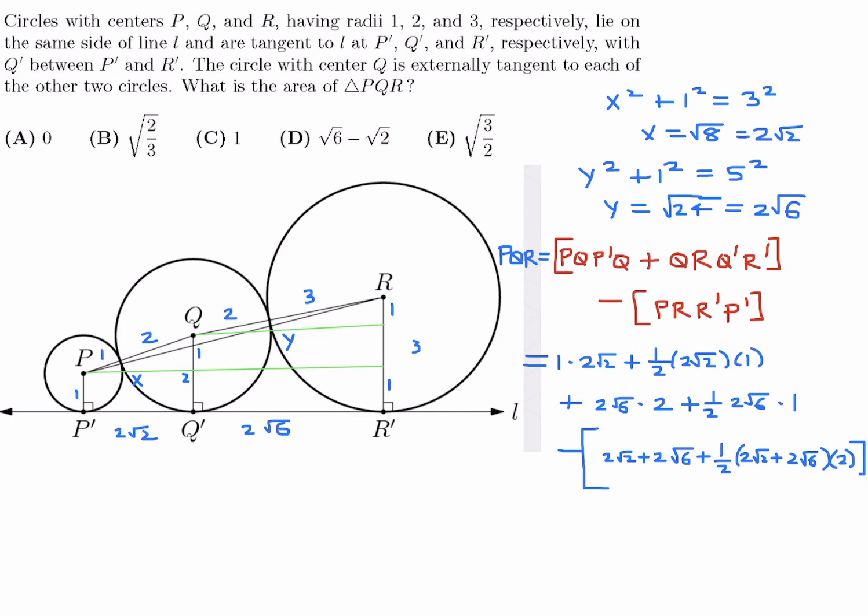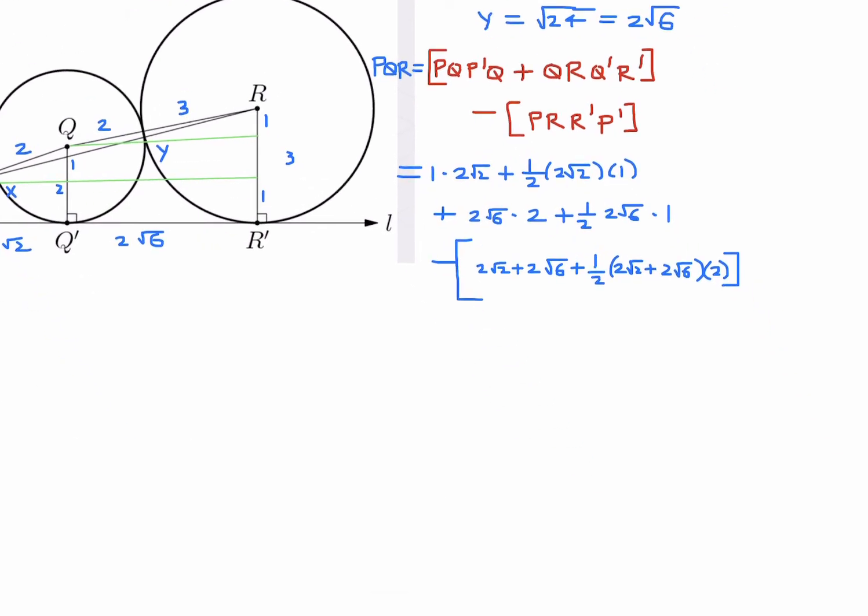All right, that's it. Now it's just basically a question of numbers. So this looks like 2 root 2 plus root 2. And then we have a 4 root 6 plus root 6. And then in the brackets, we will have 2 root 2 plus 2 root 2, so it'll be 4 root 2. And then it'll be 2 root 6 plus 2 root 6, so 4 root 6.